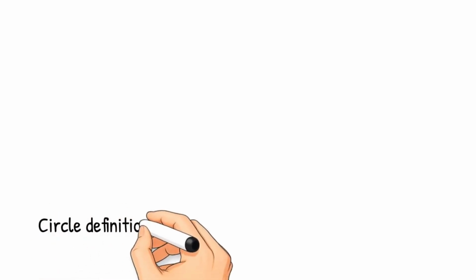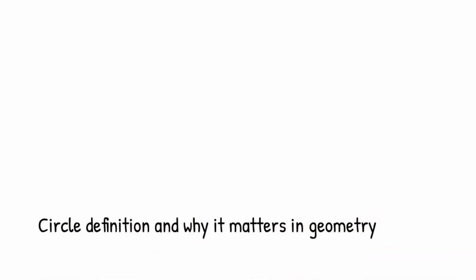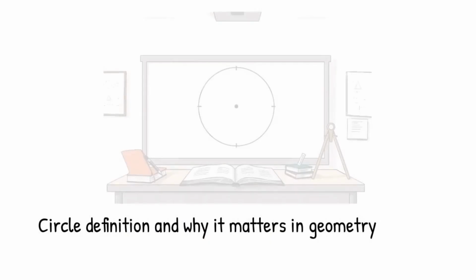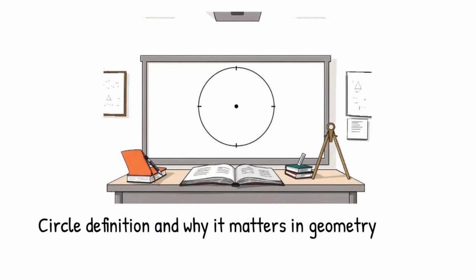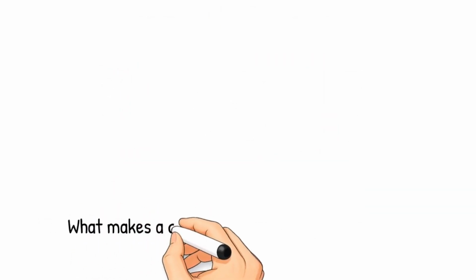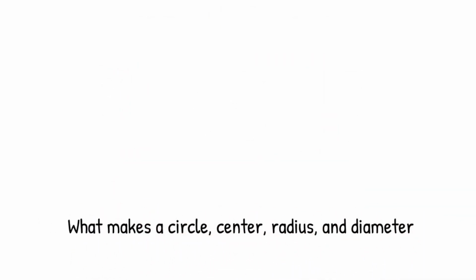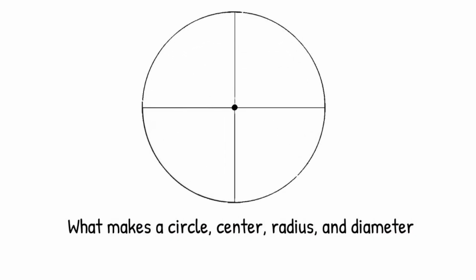A circle is one of the most important shapes in geometry because it is defined so cleanly and appears everywhere in math and in real life. A circle is the set of all points in a plane that are the same distance from one fixed point. That fixed point is called the center, and the constant distance from the center to the circle is the radius.